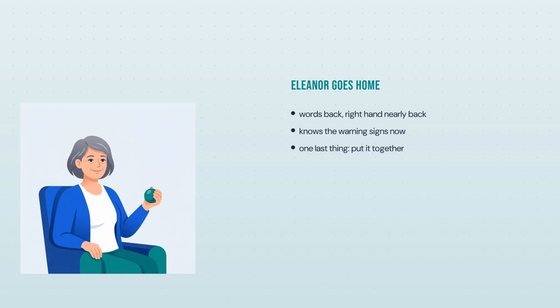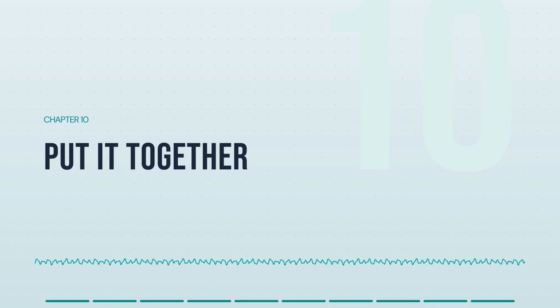Eleanor goes home. Her words are back, her right hand is nearly back, and she knows the warning signs now better than most nurses. Which leaves one last thing. Taking everything, the wire, the map, the pressure, the clock, and using it on a patient you have never seen. That is Chapter 10. Chapter 10, Put it together.